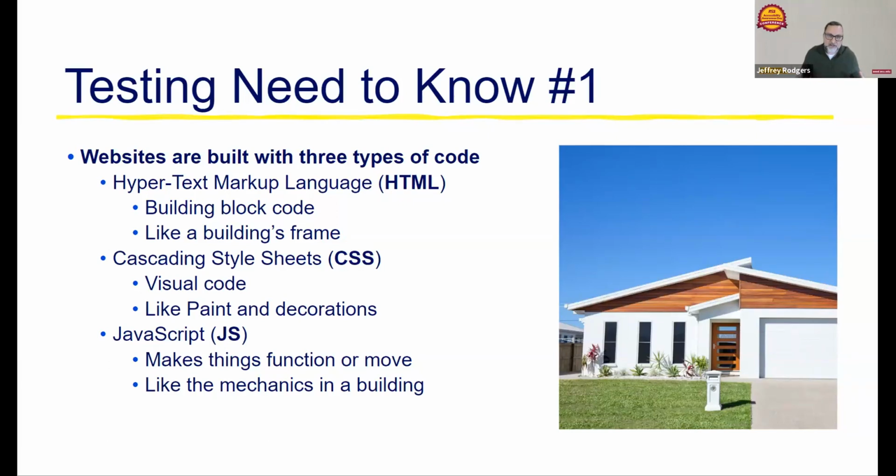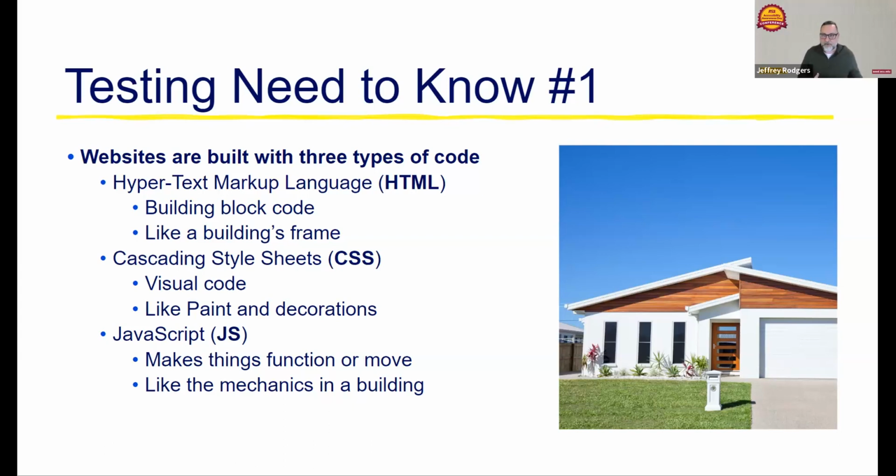So it makes essentially the frame of the door, the frame of the garage, the frame of the windows. And when we add the second type of code, that's what we call cascading style sheets, or CSS, and that's the visual elements, the visual code. So that would be like the paint, the decorations. If you want to have a door, make it a brown door and have some window panes in it. If you want to have 3 windows, if you want to have drapes, all that would sort of be done with the CSS. And the third one is what we call JavaScript, and that makes everything move or function.